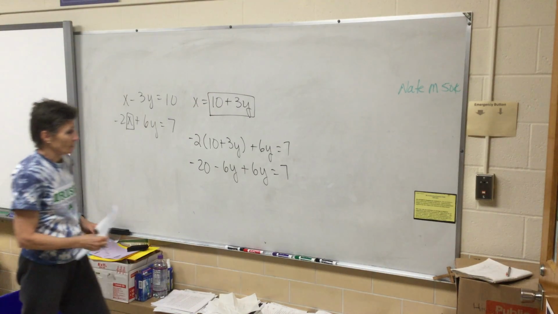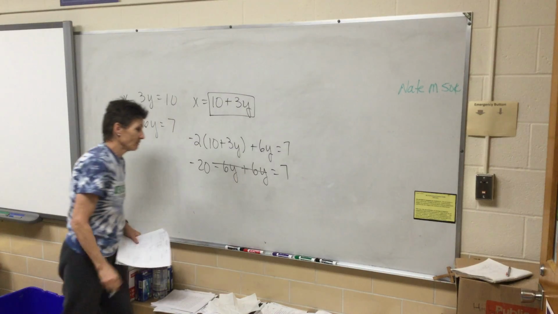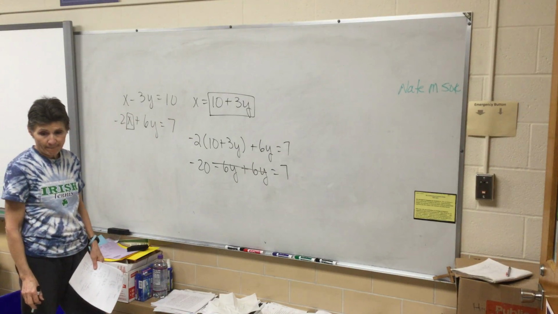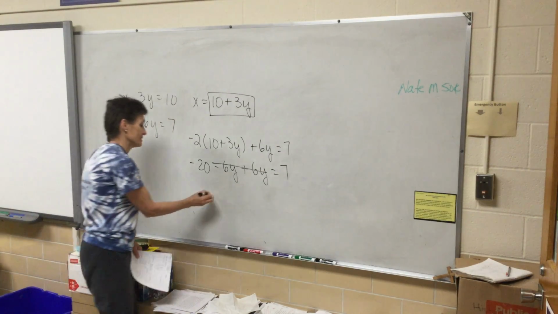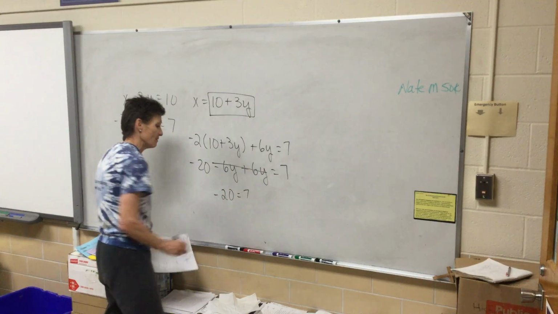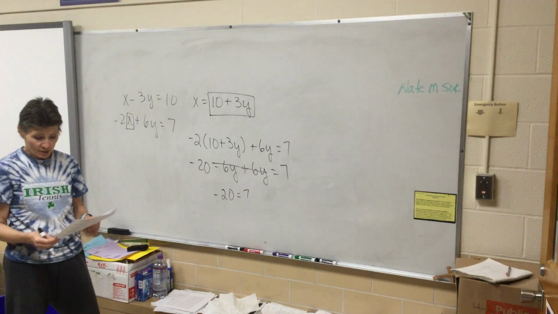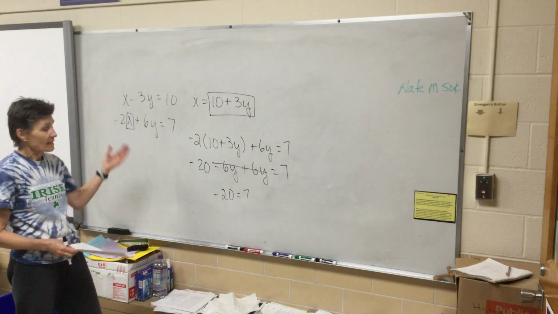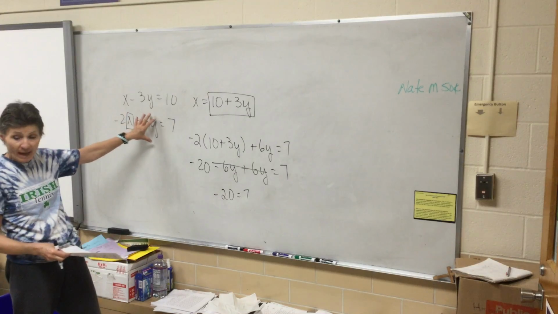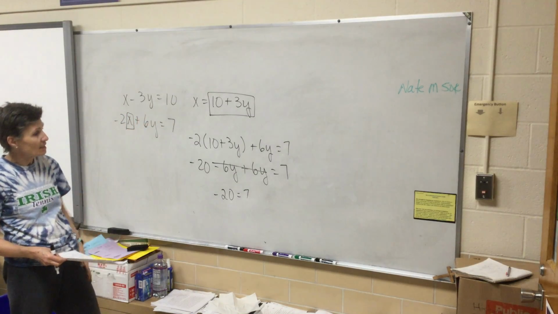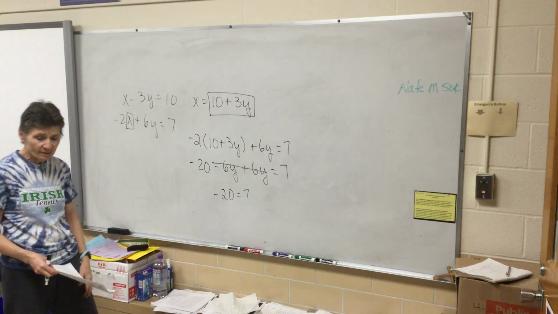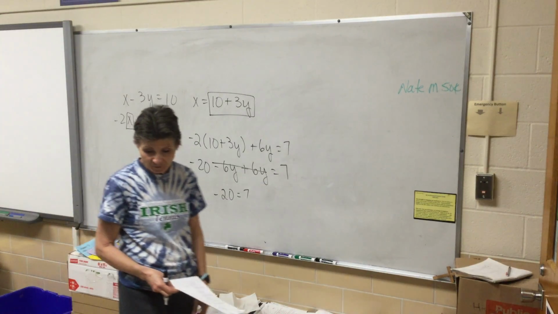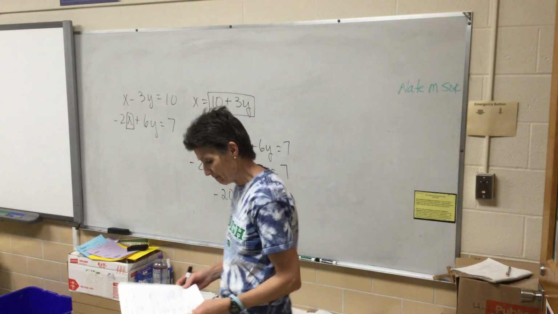The y's cancel out. And what am I left with then? What does my equation look like? No solution. Yeah, it says negative 20 equals 7. That is not true. So you can either write no solution, or you can say parallel lines, because that's what we have here, a couple of parallel lines. You can say they don't intersect, however you want to express it. There is no intersection here.